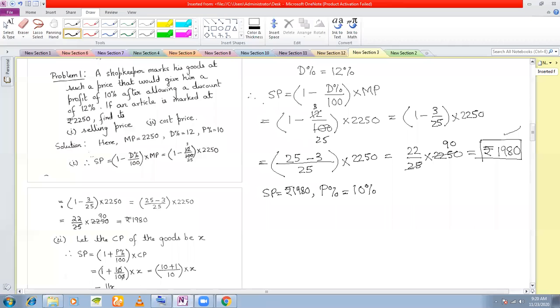Okay, so we have found out the selling price. That was the first part of the question. Selling price is 1980. Next is cost price. So he's selling at 1980. His profit percentage is 10. So we can calculate the cost price from the given. If the selling price and profit percentage are given, you can calculate the cost price. How do you calculate? Let the cost price be X.